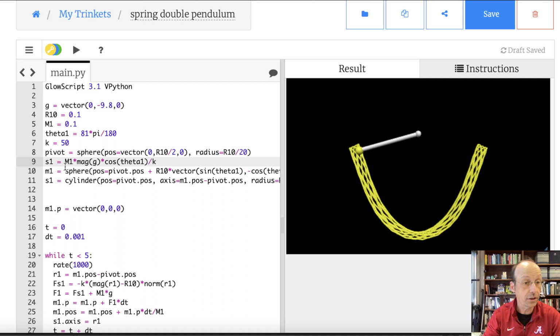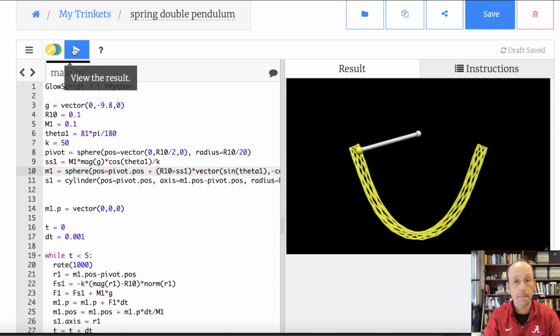That's S1. That's how much it's... I called that the wrong thing. S1 is actually the spring, and I can't use it twice. I could, but I don't want to. So instead of just R10, I'm going to have R10 plus SS1. It's going to be a little bit longer. It's going to start off longer. It's going to be pre-stretched. And let's see what happens if I just make that one simple change.